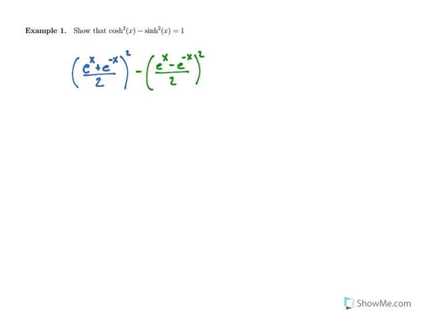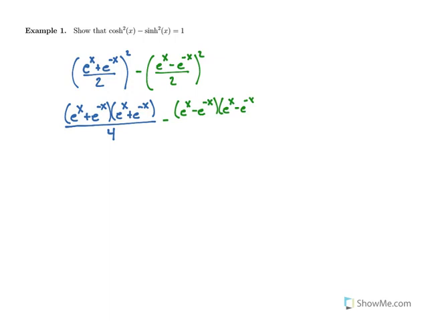So first, let's deal with just taking all of these 1/2s out. We can write this as (e to the x plus e to the negative x) times (e to the x plus e to the negative x) all over 4, and subtract off (e to the x minus e to the negative x) times (e to the x minus e to the negative x) over 4. Now we're going to do a bunch of foiling. I guess we'll take care of the 4 in a little bit.